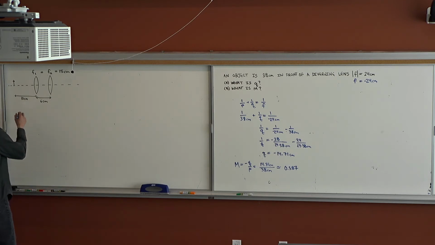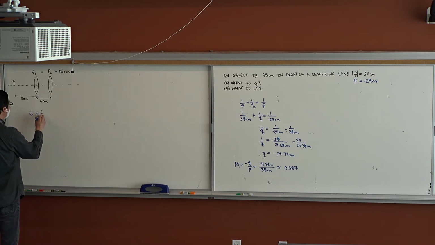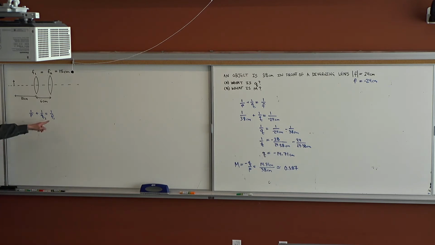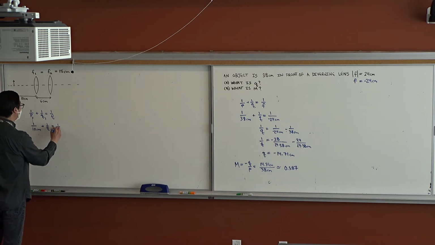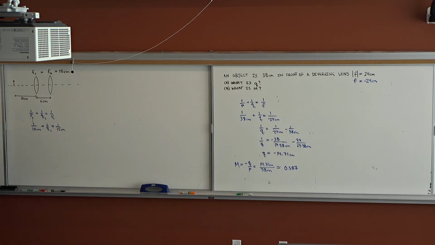So let's say that 1 over p plus 1 over q, and I'll just subscript i, like so. So we could say that 1 over 10 centimeters plus 1 over q1 is 1 over 15 centimeters.